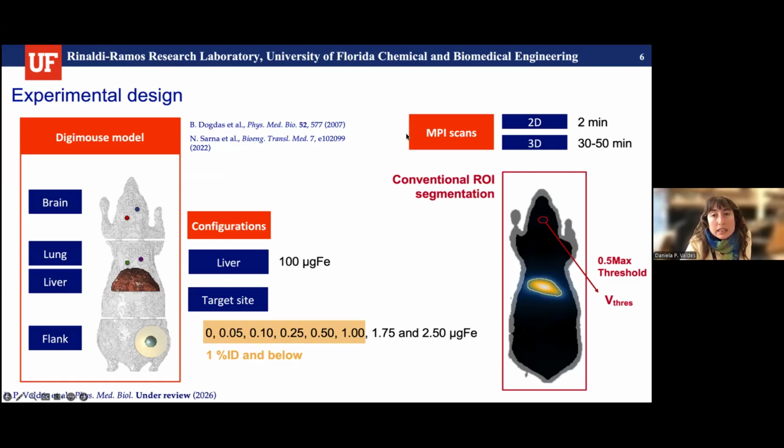The MPI scans we did were 2D and 3D. First, I'm going to show the results from the conventional technique, the threshold, in particular the 50% threshold. That means we're going to select the region of interest, in this case the brain I'm showing here, search for the maximum signal there, and threshold from that maximum value to 50% of that value. Then we're going to have this contour marking our segmentation.